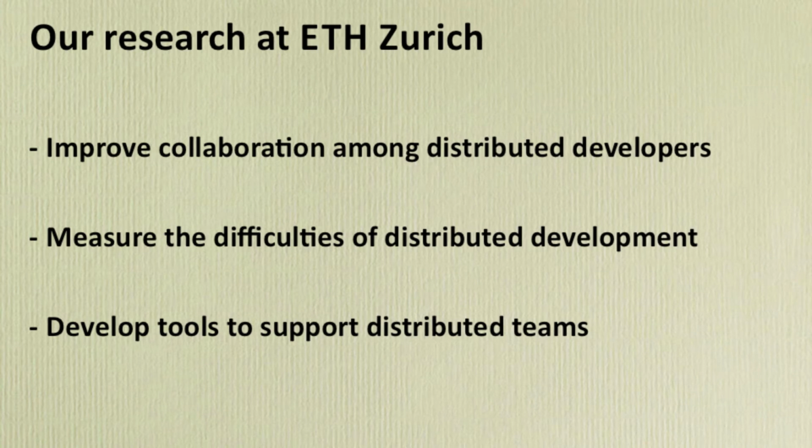First, let me tell you a little bit about our research at ETH Zurich. We are interested in how we can improve the collaboration among distributed developers. What we try to do is to really measure the difficulties that you find in distributed development, and then, based on what we measure, come up with really good tools that can support distributed teams. The second point, measuring the difficulties, is where this system James comes in.